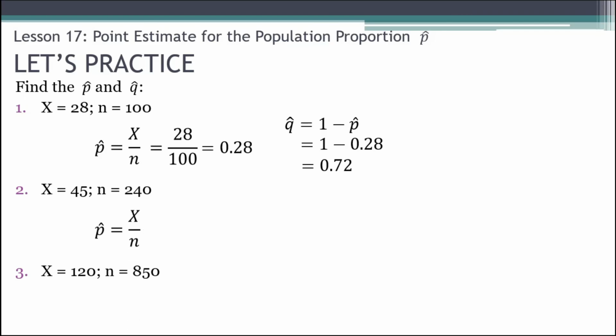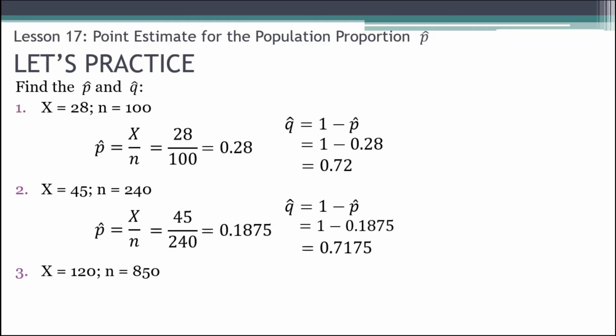Next. Again, same formula. So, 45 divided by 240 is equals to? Very good. 0.1875. Now, to solve for q hat, we'll just subtract p hat from 1. 1 minus 0.1875 is equals to 0.8125. Kuha ba? Okay, good.